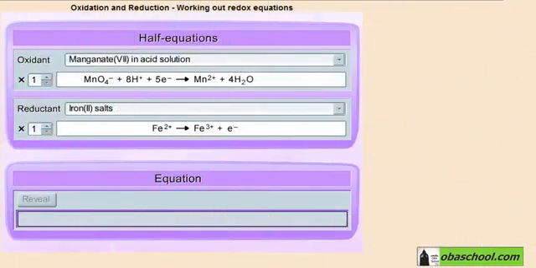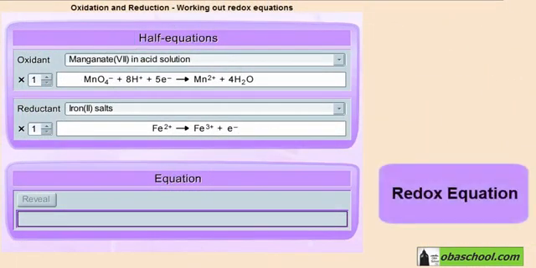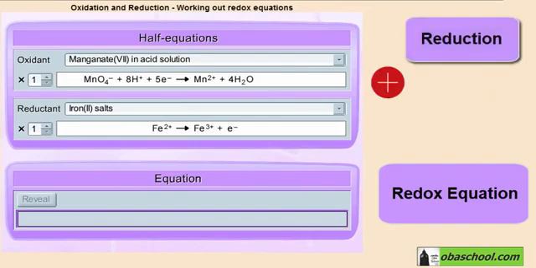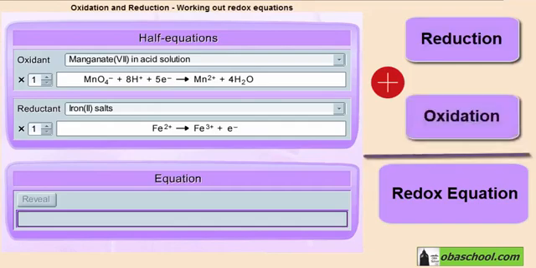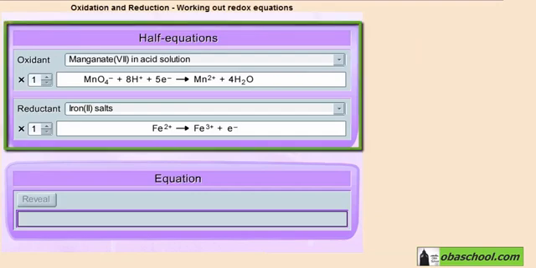In this simulation, we will work out redox equations. To do so, we will add the half equations. One of them will be a reduction half equation and the second one will be an oxidation half equation. Adding up the reduction and oxidation half equations will give us the net ionic equation, which is known as the redox reaction. Let's start with this example.